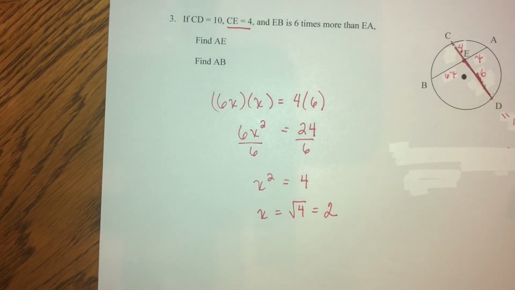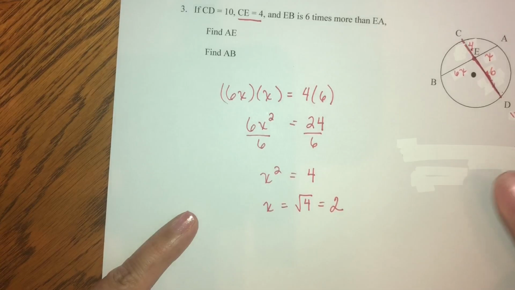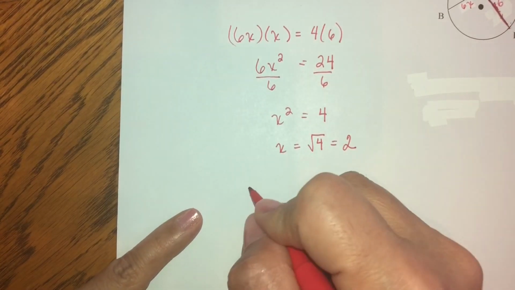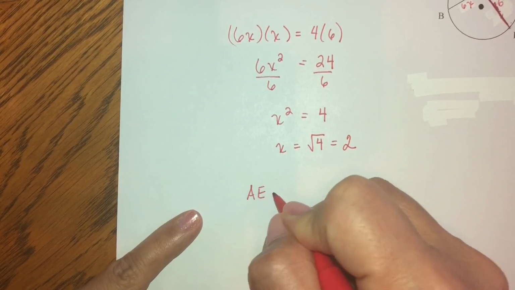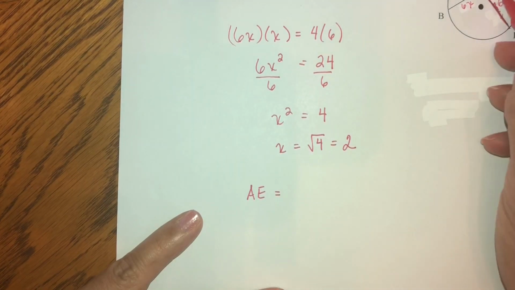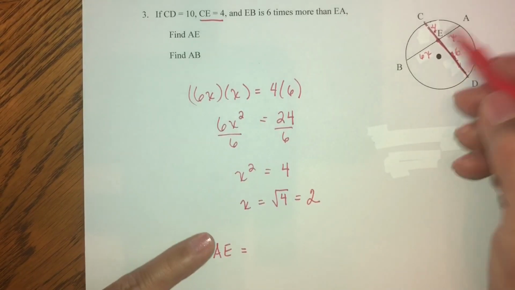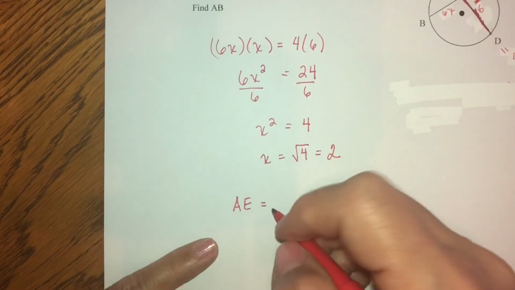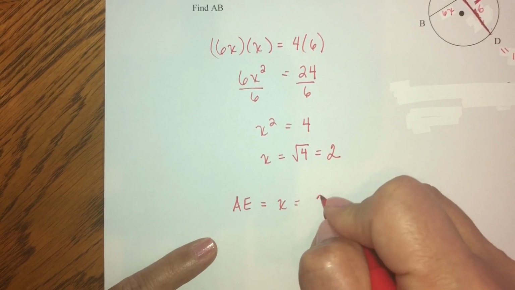Now, they asked me to find two things for this problem, like the one that we talked about on the front. First thing they wanted was AE. So AE, of course, was just labeled with an X. If I look over at my picture, AE was X. And so I can just make that equal to 2.